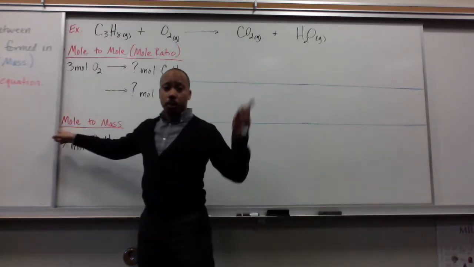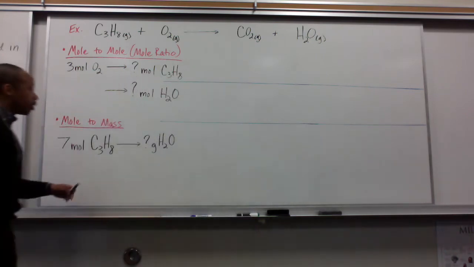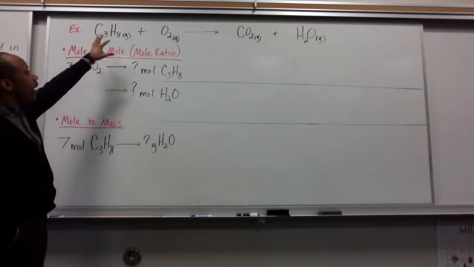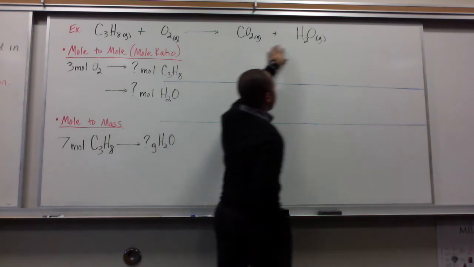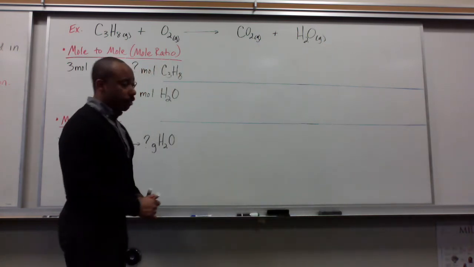Now, stick with me. Don't start reading ahead and get confused. Stick with me in a general process. So say we have this equation, this reaction. C3H8, which is propane, reacts with oxygen gas to create carbon dioxide and water. This is a combustion reaction. When you fire up your grill, this is what happens.